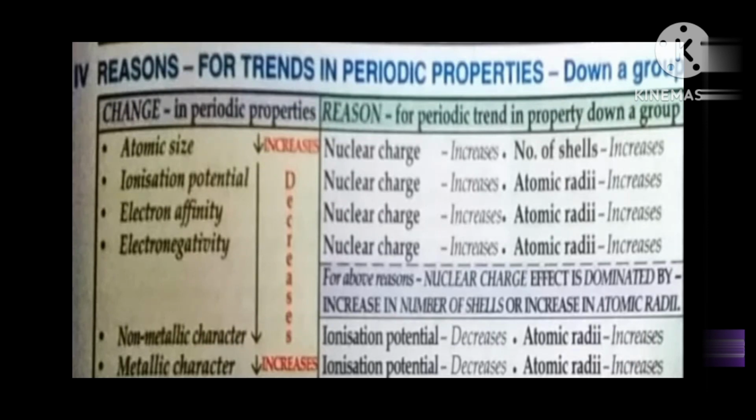Reasons for trends in periodic properties down a group. There are some reasons, and for the above reason, the nuclear charge effect is now dominated by the increase in the number of shells or the increase in atomic radius. Here all of it is just the summary of what we have learned in previous parts.